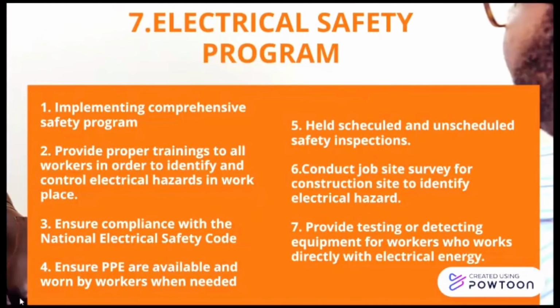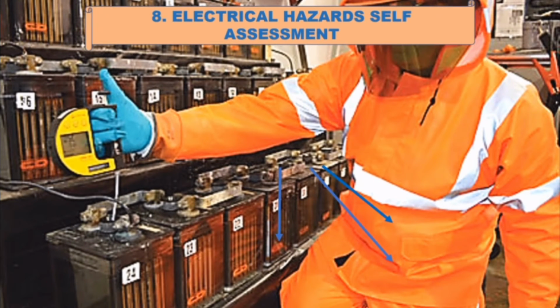There are a few electrical safety programs to be followed. Implement a comprehensive safety program, provide proper training to all workers in order to identify and control electrical hazards, ensure compliance with the National Electrical Safety Code, ensure PPE is available and worn by workers when needed, hold scheduled and unscheduled safety inspections, conduct job site surveys for construction sites, and provide testing or detecting equipment to workers who work directly with electrical energy.